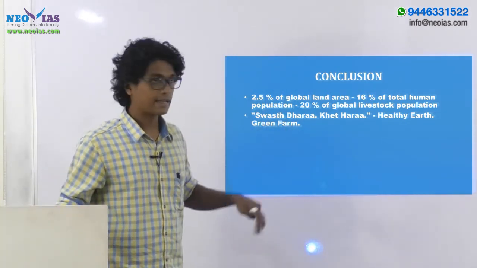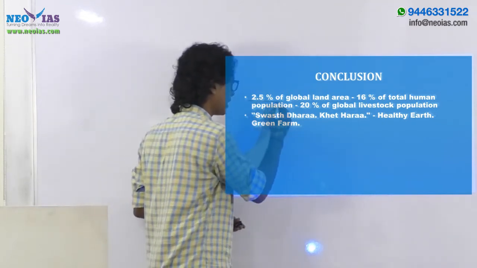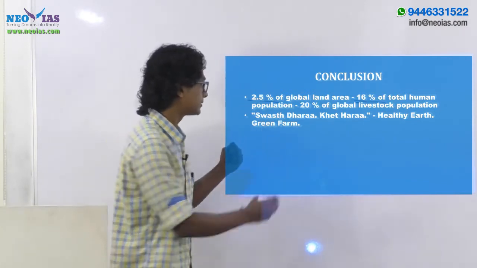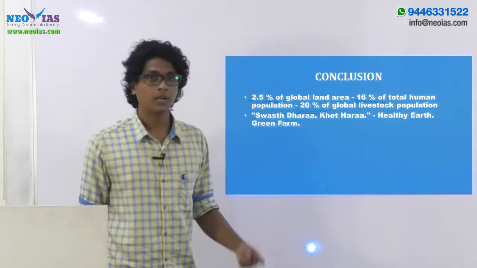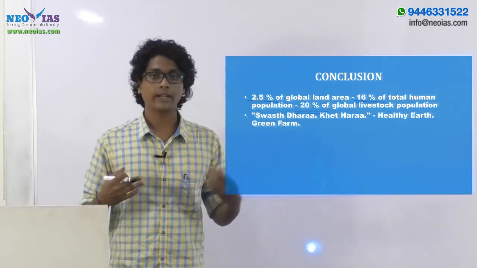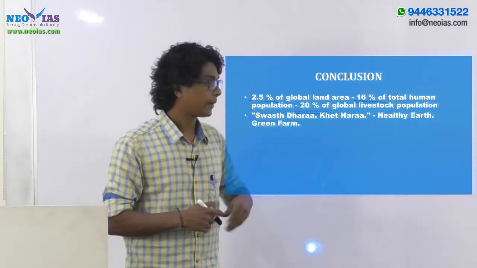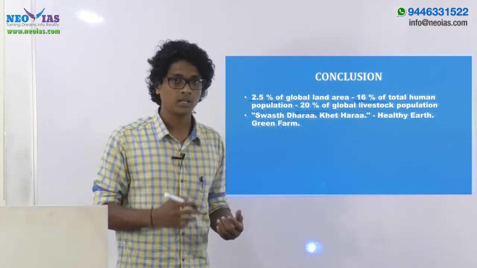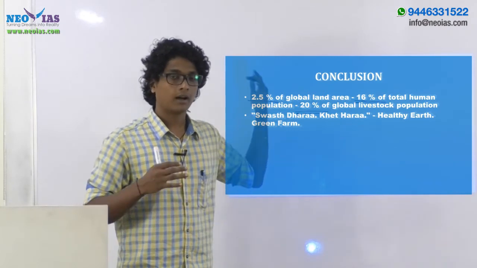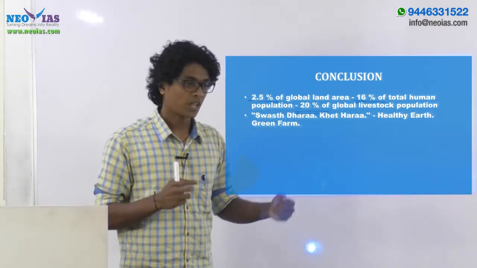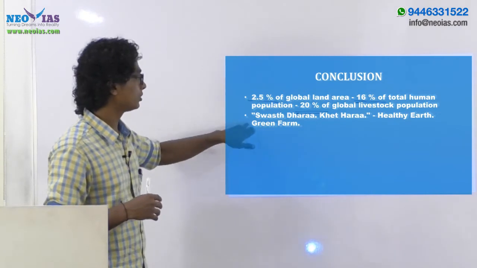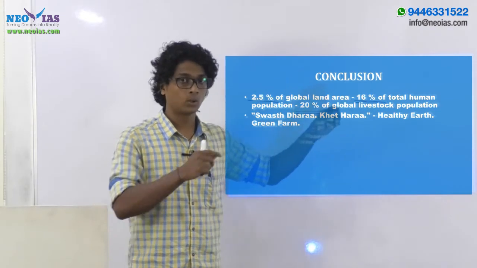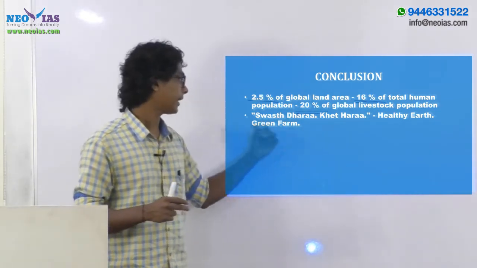Our entire global land area is around 2.5 percent, and it supports 16% of the total human population, as well as 20% of the global livestock population. So if our soil is getting degraded, we cannot sustain this many people as well as livestock, right? So it is very imperative that we conserve our soil. And another thing, a quote which you can use in this context is Swasthadhara Khedhara, which is related with the soil health card scheme. Okay, healthy earth and green farm.